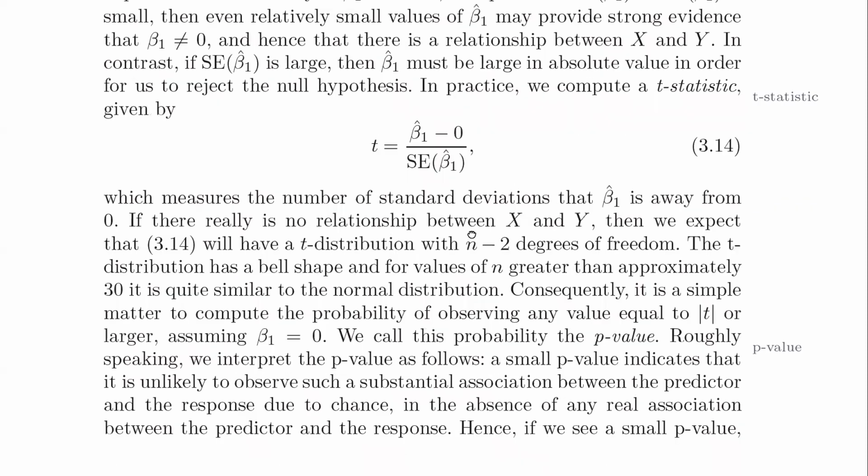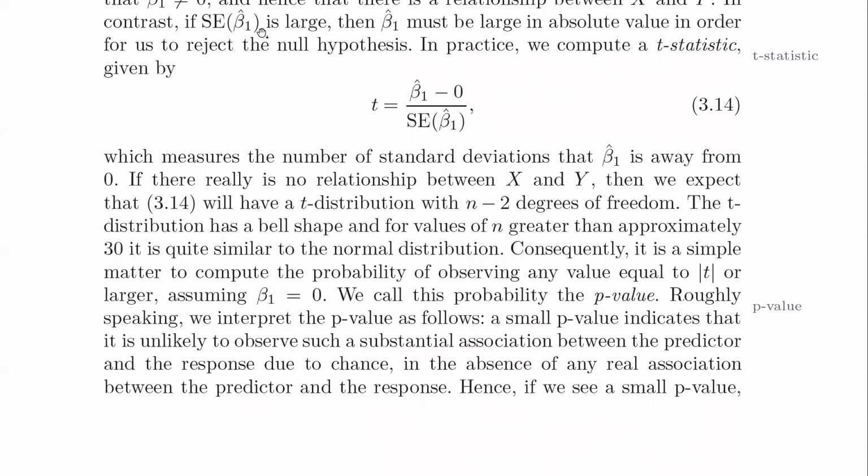In contrast, if the standard error of beta 1 is large, then beta 1 hat must also be large in absolute value in order for us to reject the null hypothesis. In practice, we compute what is called a t statistic given by this thing over here.